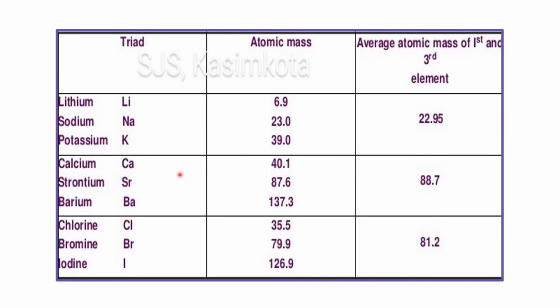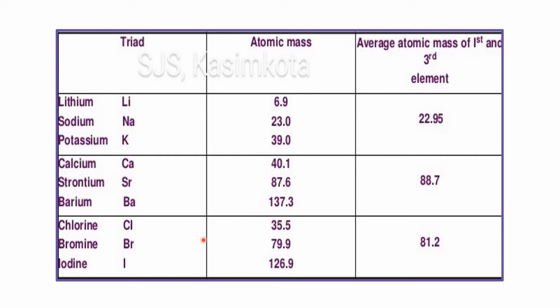Similarly, the next triad, calcium, strontium and barium. The atomic masses of them are 40.1, 87.6 and 137.3. So when we are checking the Dobereiner triad, the average of 40.1 and 137.3 is equal to 88.7, which is almost equal to the experimental value of strontium atomic mass, that is 87.6. So here also the Dobereiner triad is verified.